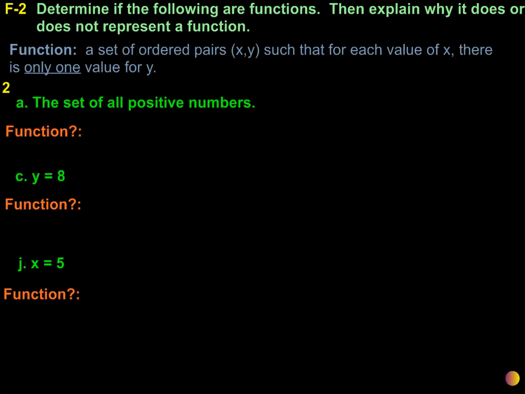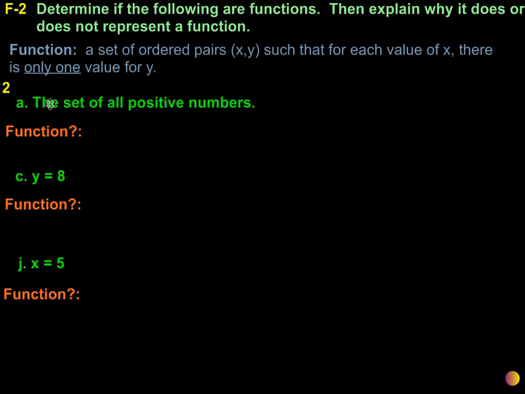Now let's take a look at question number 2. We're going to look at A, C, and J. And we're trying to determine whether or not these are functions. And then we have to explain why or why it doesn't represent a function. Well, to review the definition of a function, it's a set of ordered pairs x, y such that for each value of x there's only one value for y.